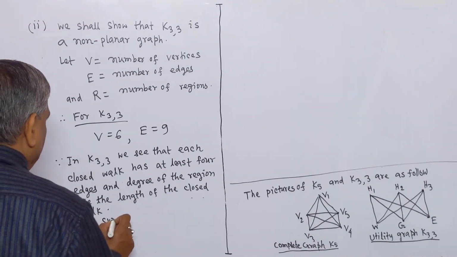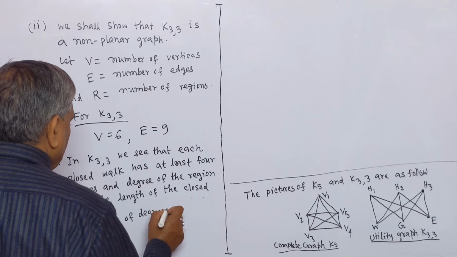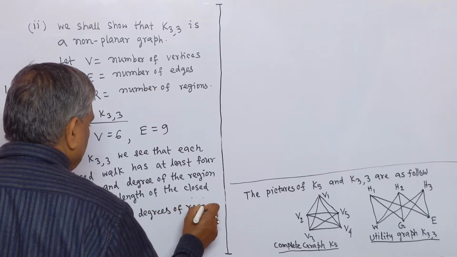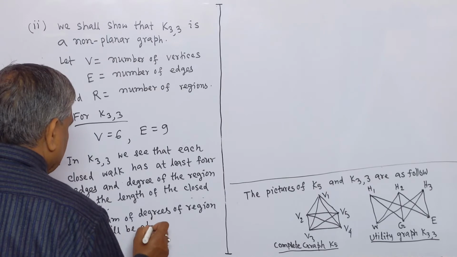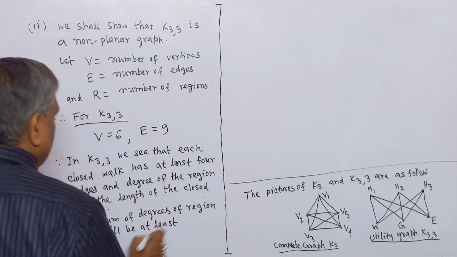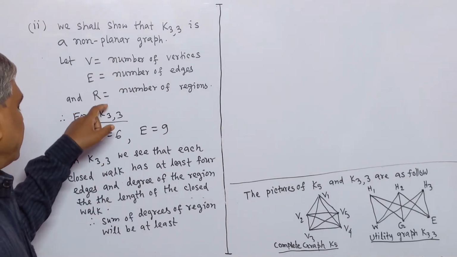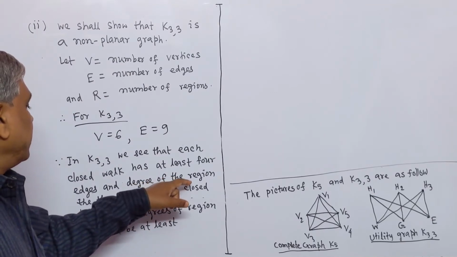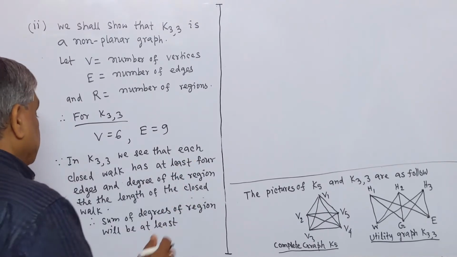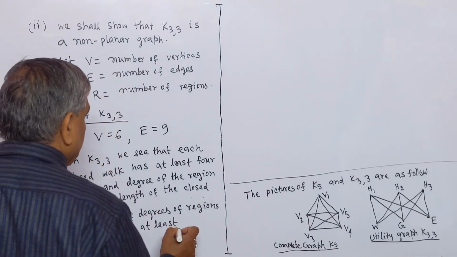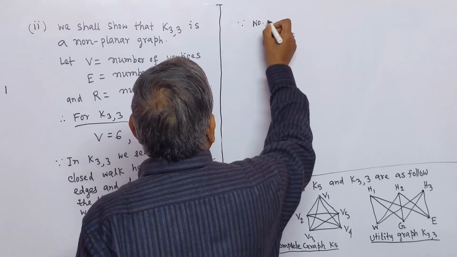Therefore, sum of degrees of regions will be at least, since number of regions is R and degree of each region is at least 4. So sum of degrees of regions will be at least 4R.